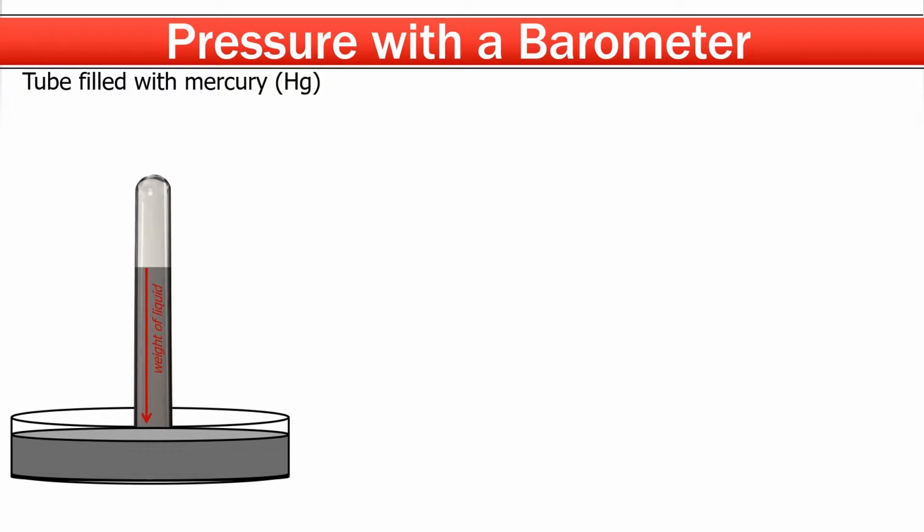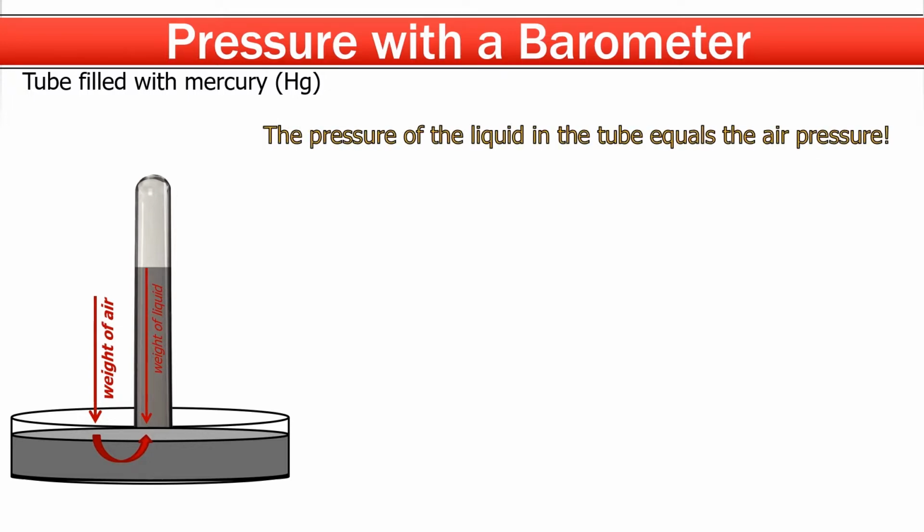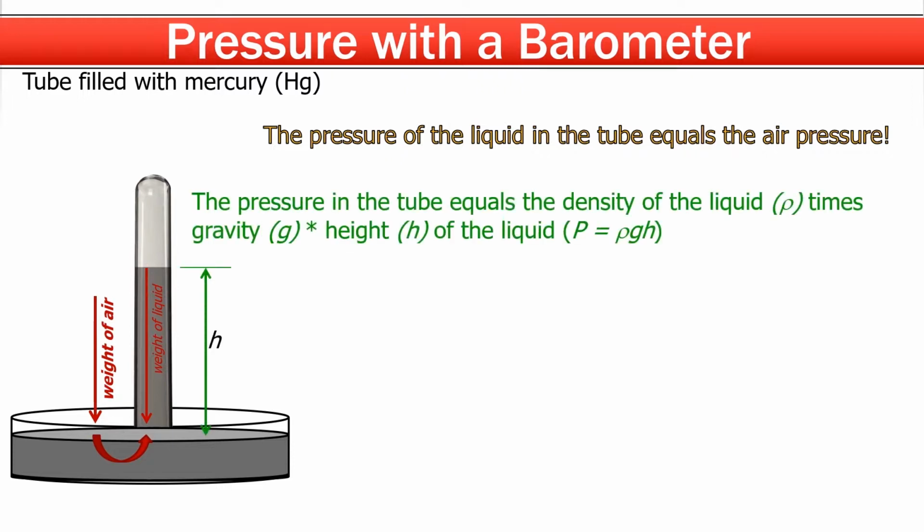What has happened is that the force of the weight of the liquid in the tube is equal to the force of the air pushing down on the mercury in the pan, and opposite of the liquid in the tube. The pressure of the liquid in the tube pushing down is equal to the pressure of the air pushing it up. We measure the pressure by a simple formula. Pressure equals the density of the liquid times gravity times the height of the liquid, or pressure equals rho g h. On a normal day at sea level, this height is about 760 millimeters of mercury, which is also known as 760 torr, where a torr of pressure is named after Torricelli, the inventor.